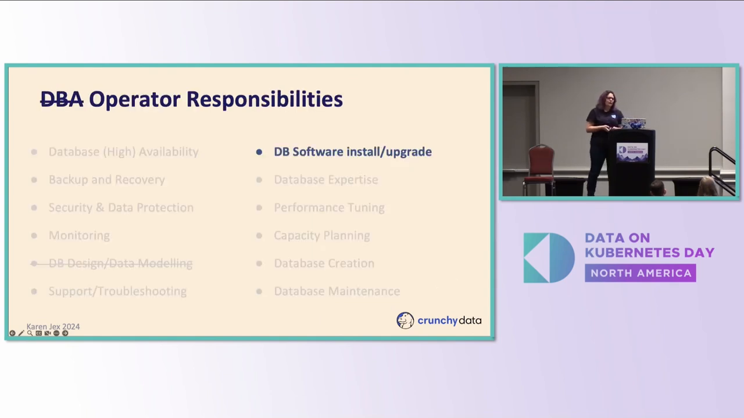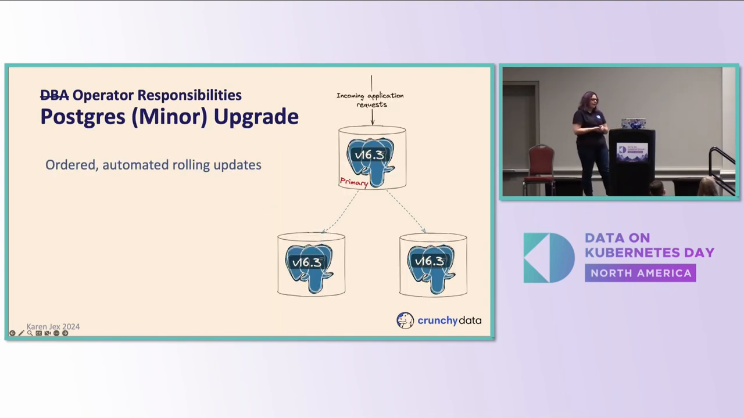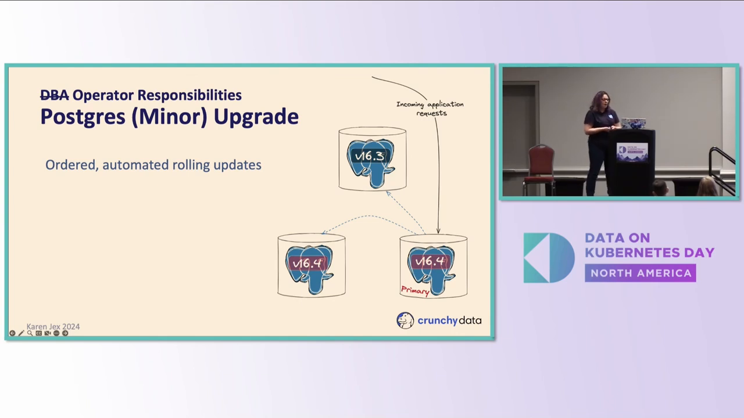What about database software install and upgrade? Well, the install bit's easy because you don't need to do that. Your database software and related tools will be pre-installed in your container images. And as for upgrades, the operator can use automated rolling updates to perform Postgres minor version upgrades. So when you want to upgrade, for example, from 16.3 to 16.4, you can simply change the version in the definition of your cluster, reapply it, and watch as the replicas are first updated. One of the replicas is promoted to the primary, and finally, the original primary is upgraded.